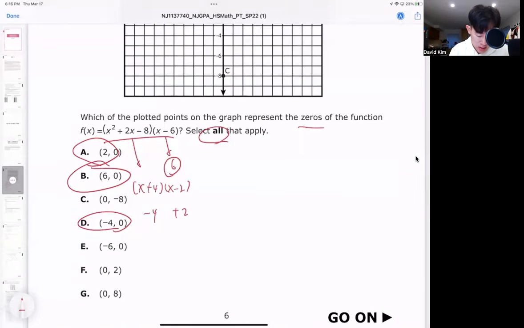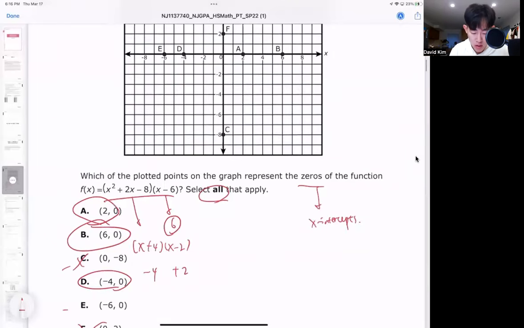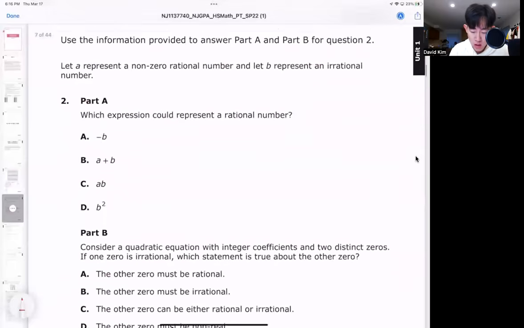All of the other points are not even zeros. So zeros are always going to be x-intercepts. Please don't get them mixed up with what we call y-intercepts. And obviously C and E are not part of the solutions given to us. C is also a y-intercept, so we're not going to pick that one. So the answer is A, B, and D.